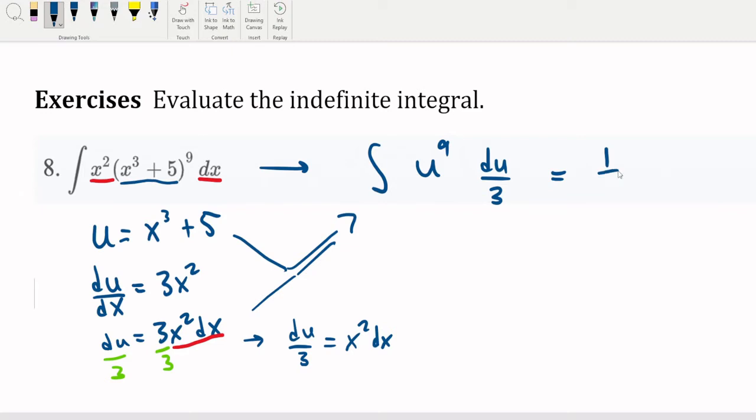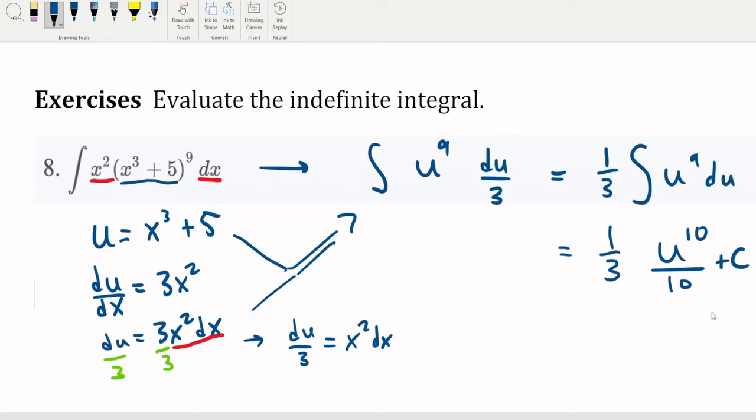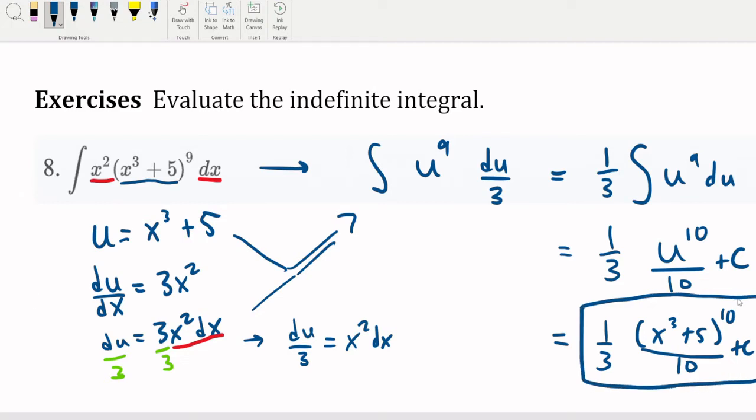So I'm going to take the 1/3 out, and I know how to do this antiderivative. This is definitely in my toolbox. Add 1, divide. Don't forget your plus c. And then u was a dummy variable. Sorry, u, but it's true. u is a dummy variable that doesn't mean anything to us. So we need to go back to x's. 1/3 times (x cubed plus 5) to the 10th over 10 plus c, your first substitution.